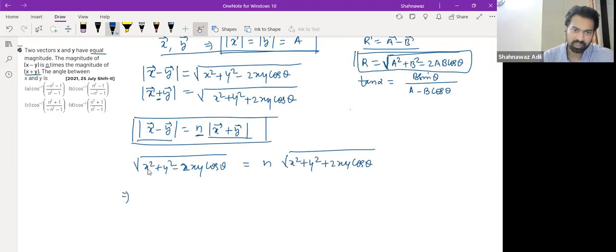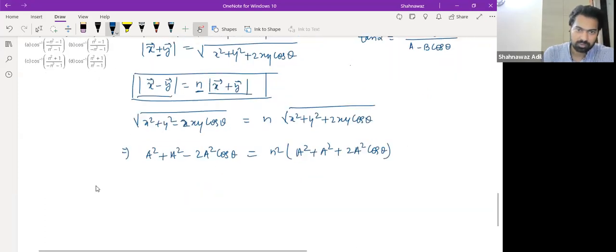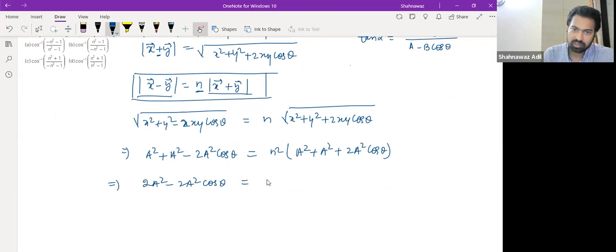And what is the magnitude of x? This is a. This is also a. So this is a square plus a square minus 2a square cos theta equals n square times a square plus a square plus 2a square cos theta. Is that clear, guys? So this would be 2a square minus 2a square cos theta, and this is n square times 2a square plus 2a square cos theta.